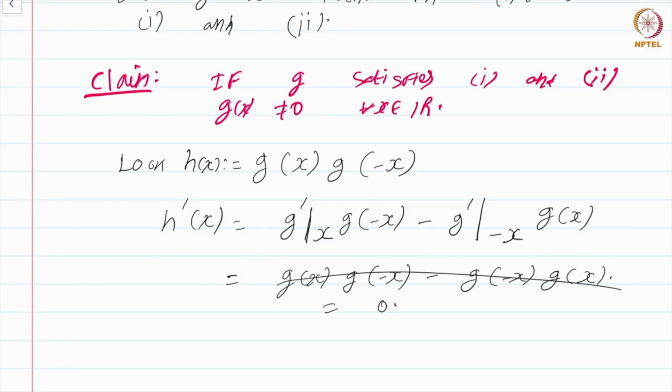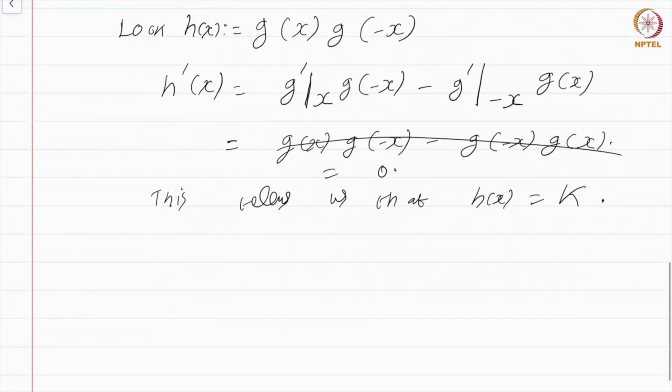So what does this tell us? This tells us that h of x is a constant, let's say k, which means g of x times g of minus x is just this constant k.